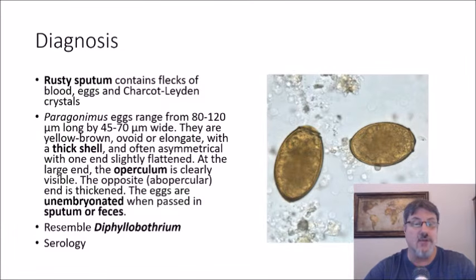And often asymmetrical with one end slightly flattened. At the large end, down here, the operculum is clearly visible, very, very large. At the opposite of the abopercular area, we have more of a thickened shell down here. The eggs, when they are passed, are unembryonated, and they can be passed in either the feces or in the sputum. Morphologically, they have a resemblance to Diphyllobothrium latum, the fish tapeworm. And diagnosis, besides identifying the eggs, can be done with different serological methods.